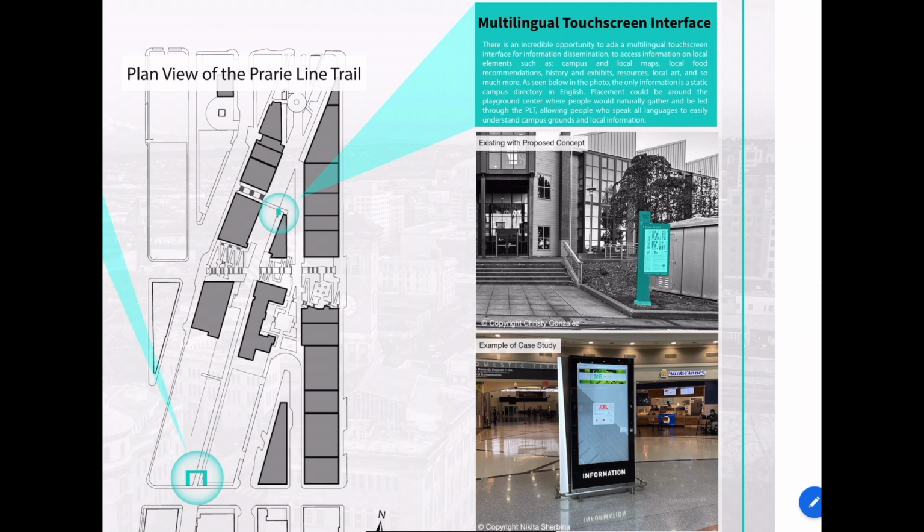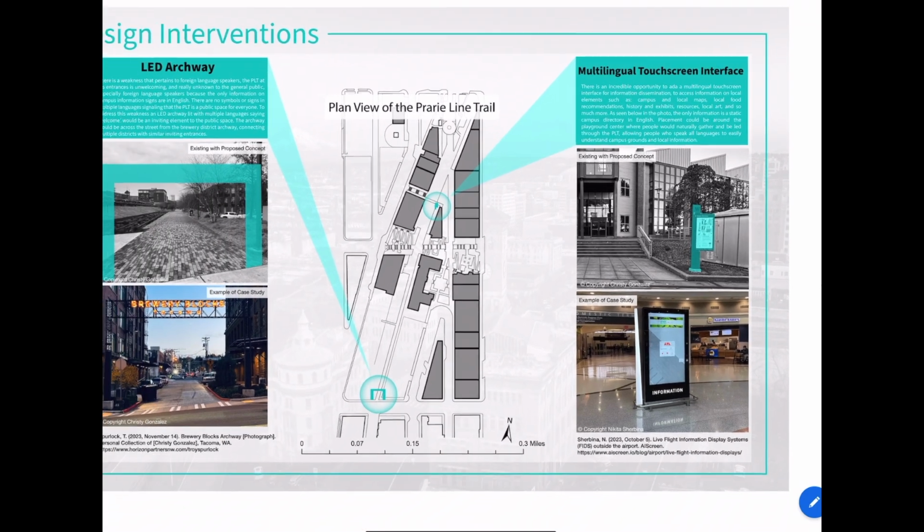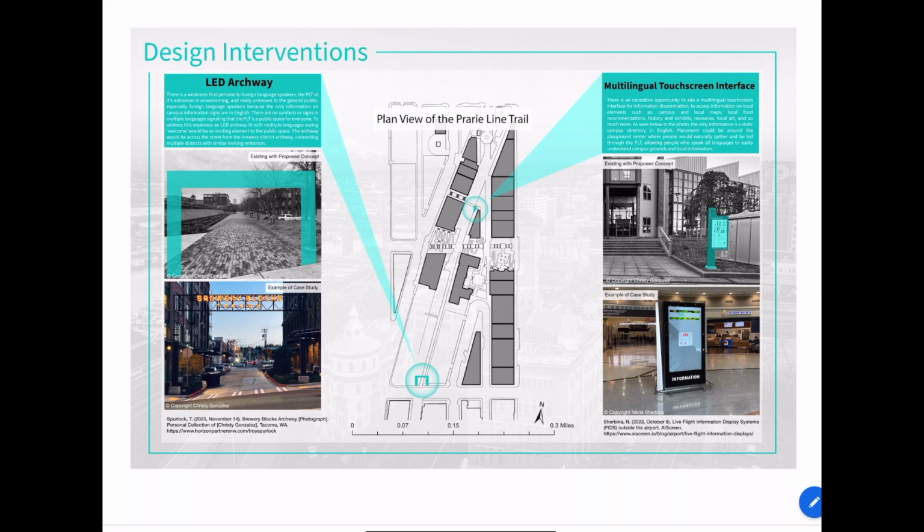information on local elements such as campus and local maps, local food recommendations, history and exhibits, resources, local art, and so much more. As seen below in the photo, the only information is a static campus directory in English. Placement could be around the playground center where people would naturally gather and be led through the PLT, allowing people who speak all languages to easily understand campus grounds and local information.